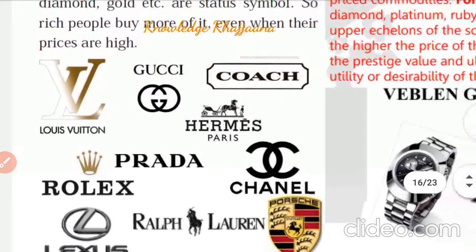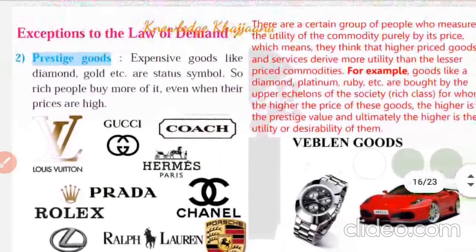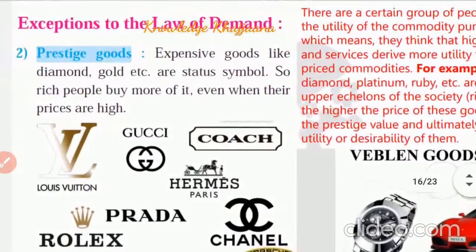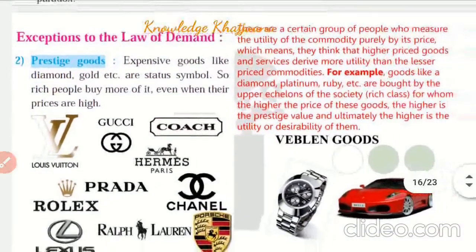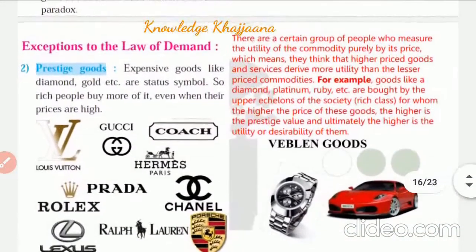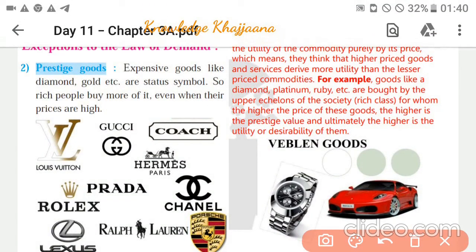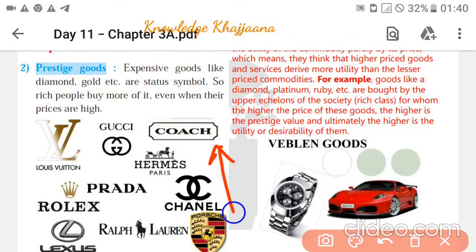These are people who want to show off, right? So they are ready to pay any cost for purchasing these goods. So with this, the law of demand, that with the increase in the price there is a decrease in the demand, is violated. Why? As the price increases for goods like prestige goods such as diamond, platinum, etc., people try to buy more. So this violates the law of demand.